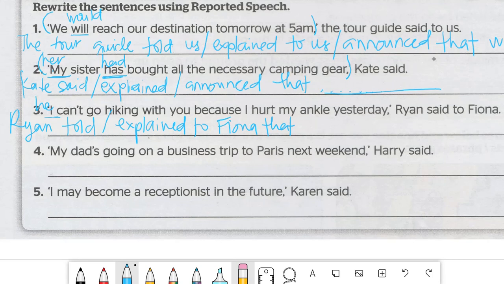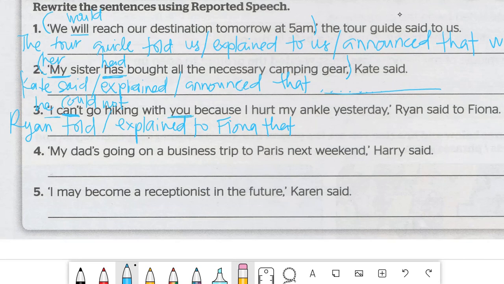That's his condition, his situation. He what? Okay, can't. We need to change to what? We need to change to past tense. Past tense for can't or cannot is could not. Yeah, could not go hiking with you.